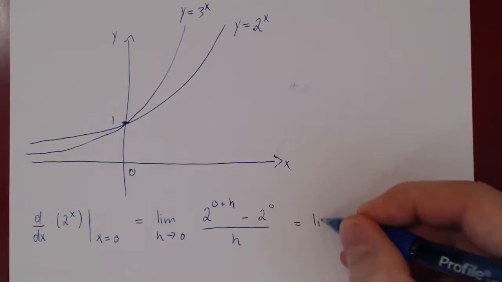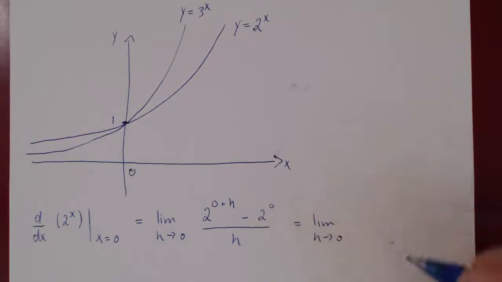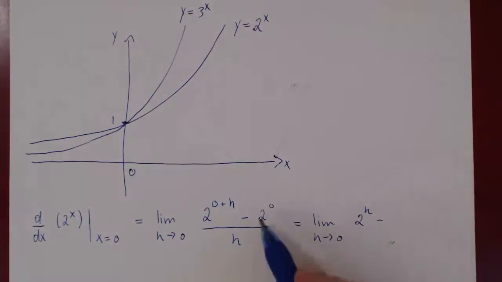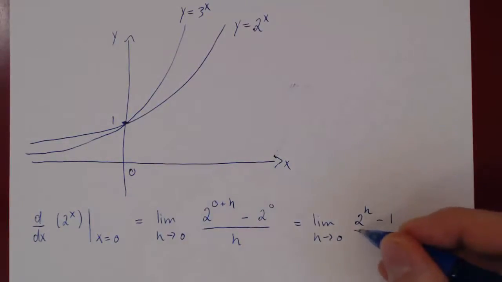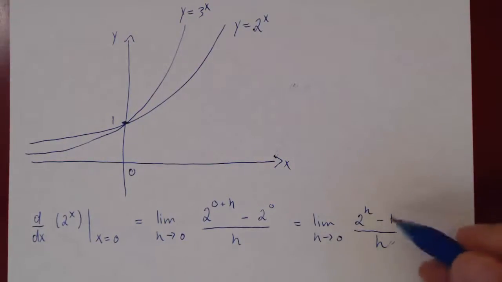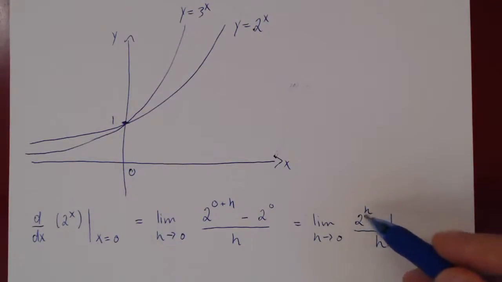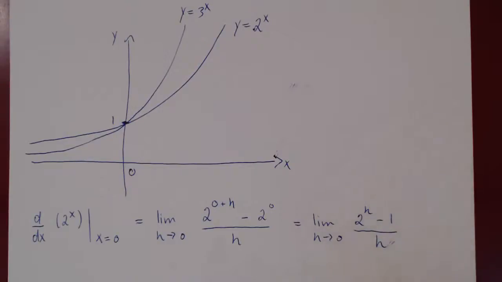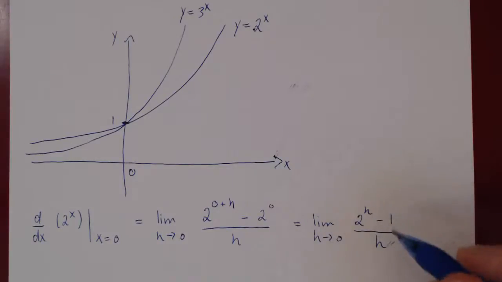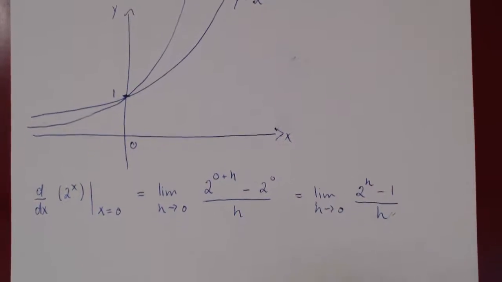So this simplifies. We have the limit as h approaches 0 of 2 to the h minus 2 to the 0, which is 1, so minus 1 over h. And then you may ask, well, how could we then figure out this limit? Because as h approaches 0, 2 to the 0 is 1, so we'll have 1 minus 1, a 0 over 0 case. The idea is, we don't know how to find this limit yet, so let's find an estimation. Let's take a very small value of h, plug it in, and then get an approximate value.